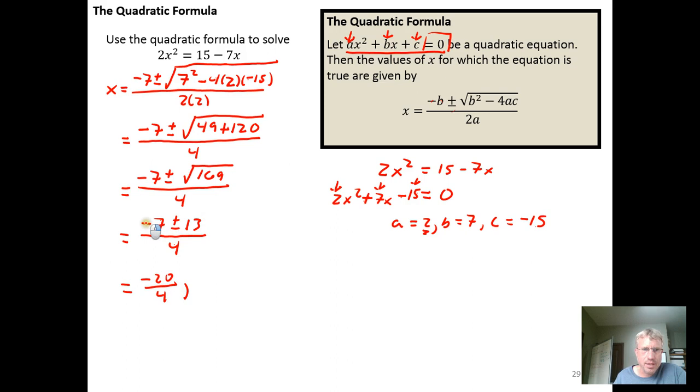comma, I'm going to get a second answer, negative 7 plus 13. So negative 7 plus 13 is a positive 6 over the denominator of 4. Equals, and now I have negative 20 divided by 4 is negative 5, and 6/4 reduces to 3/2. 2 goes into 6 3 times, 2 goes into 4 twice. So we get x equals negative 5 and 3/2. And if for some reason you were asked to do it in set notation, you would just say x is an element of the set that contains negative 5 and 3/2.